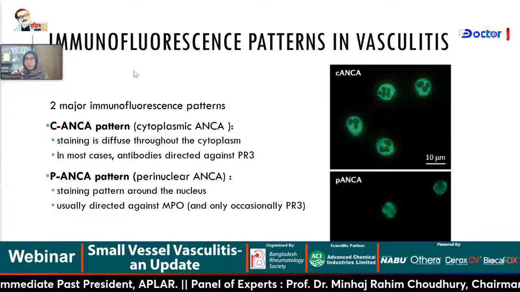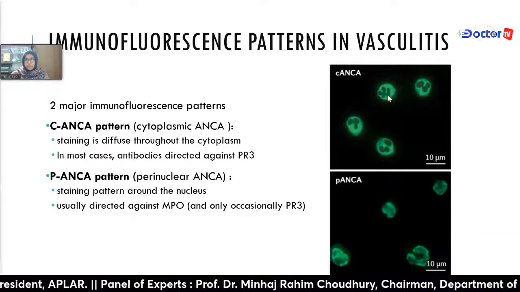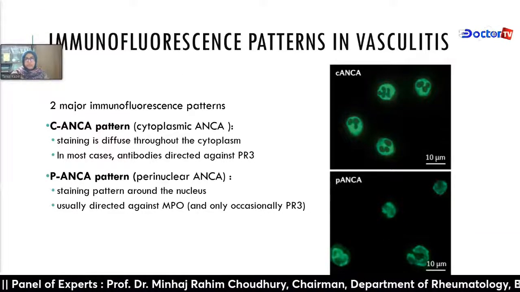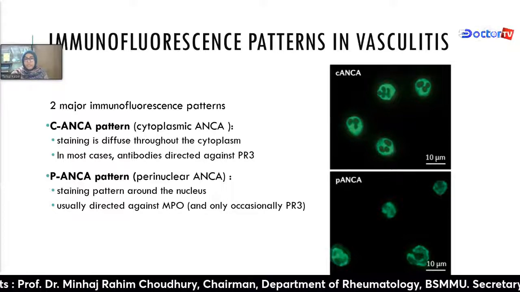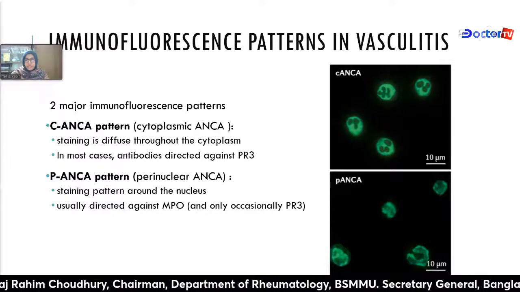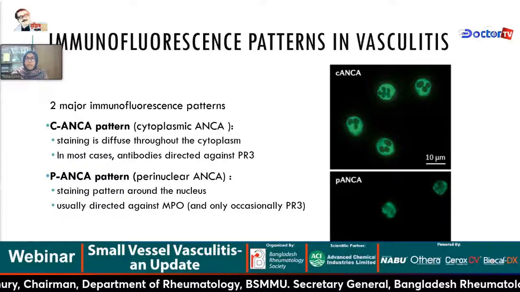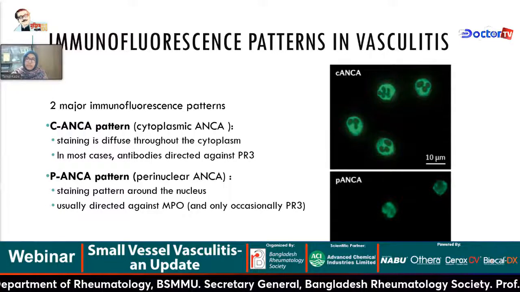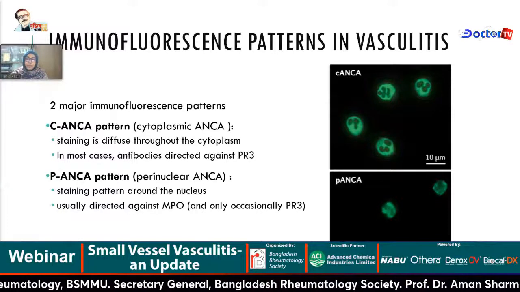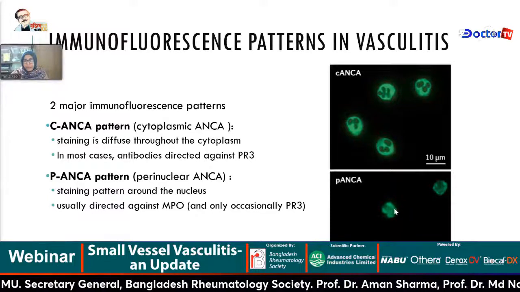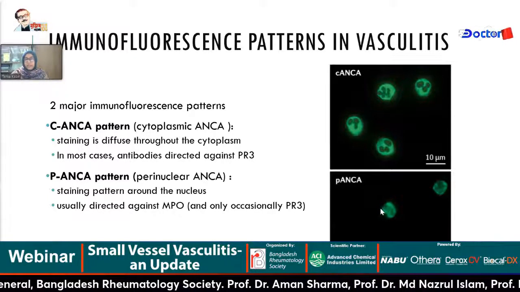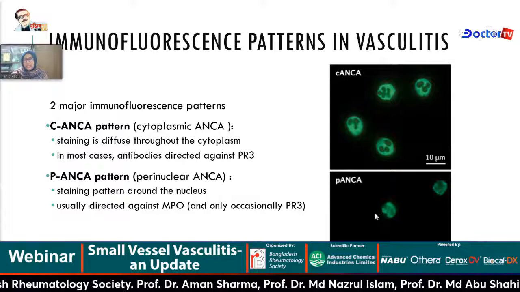This is the immunofluorescence. Two major immunofluorescence patterns are found. Cytoplasmic ANCA, where the staining is diffused throughout the cytoplasm, and in most cases, the antibodies are directed against PR3. And perinuclear ANCA, where the staining pattern is around the nucleus, and usually these are directed against MPO.